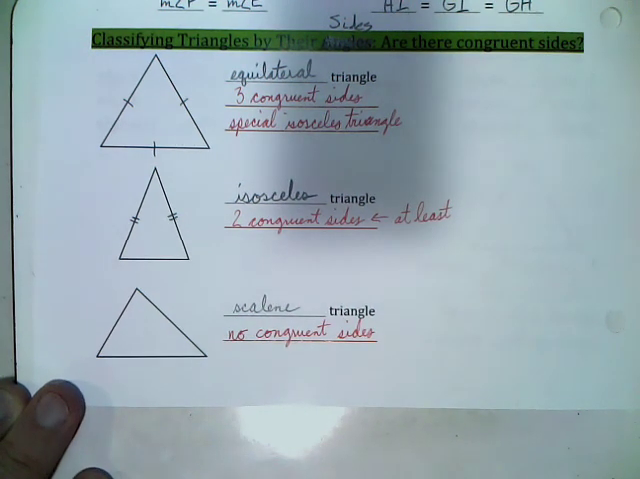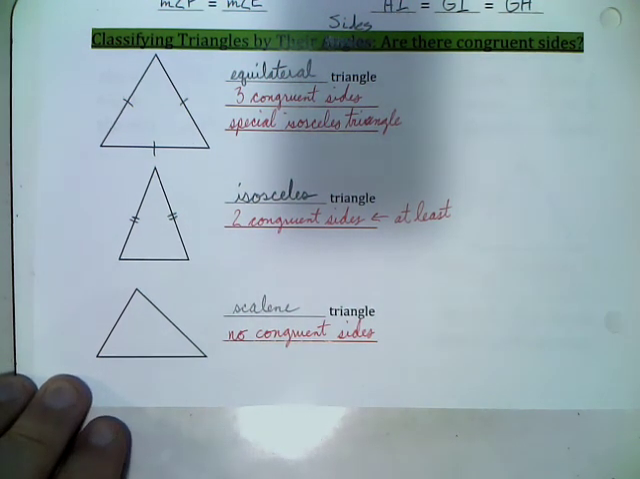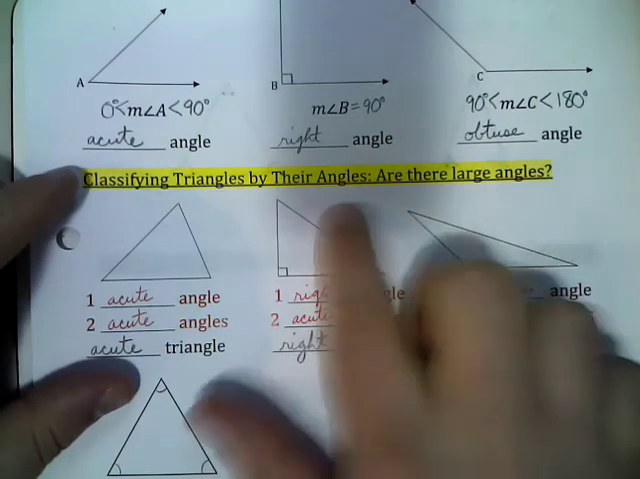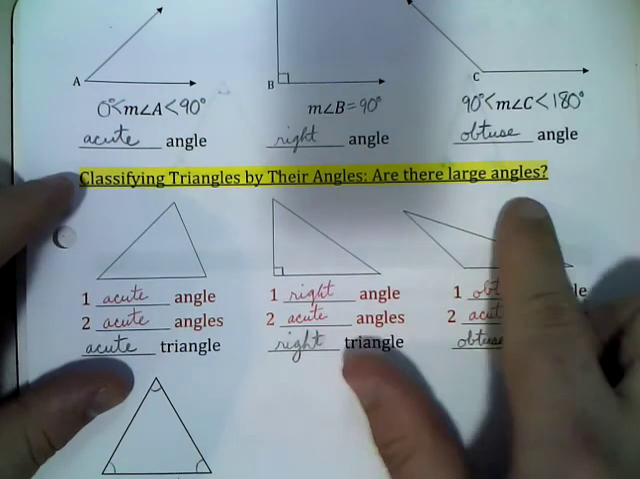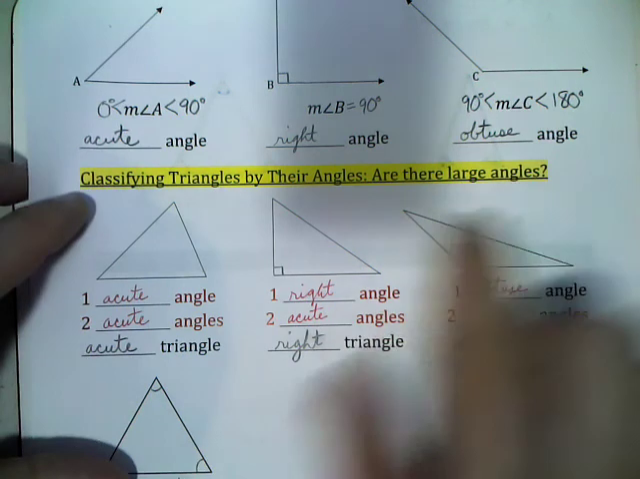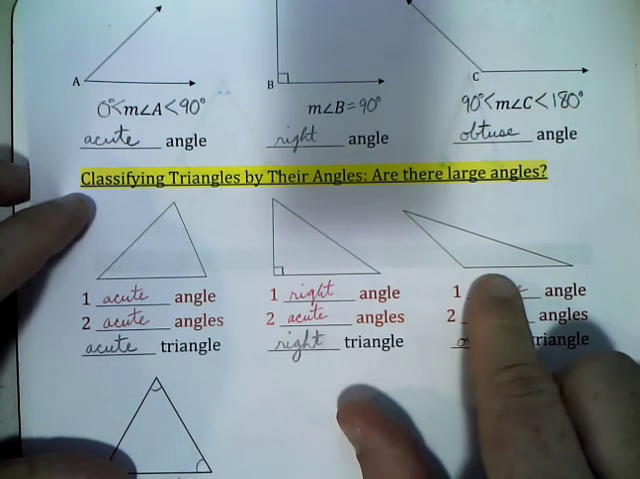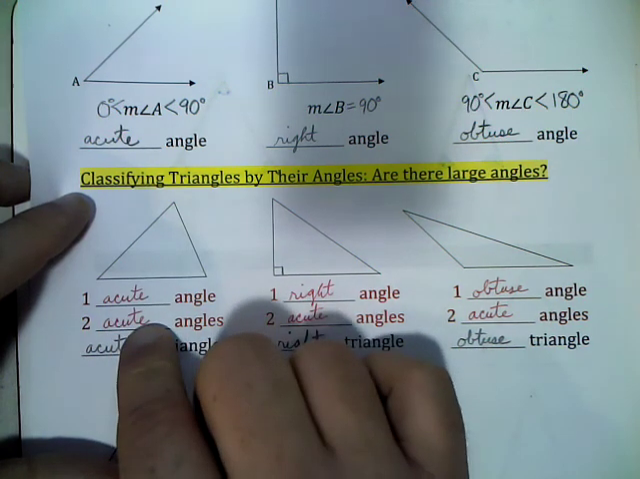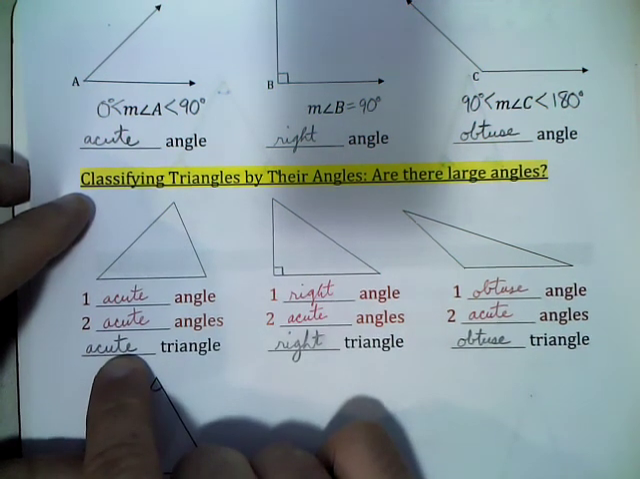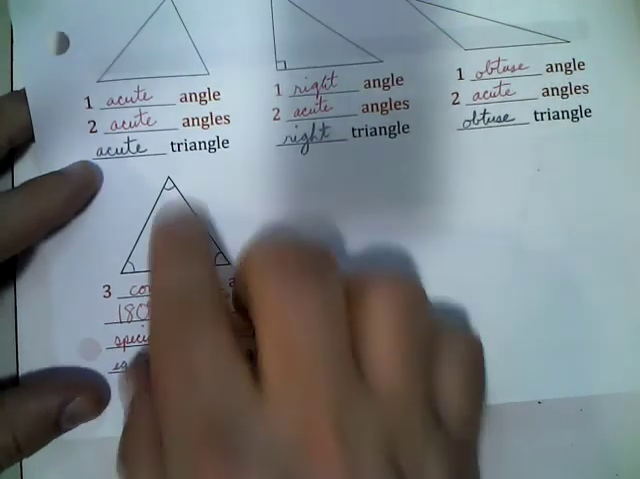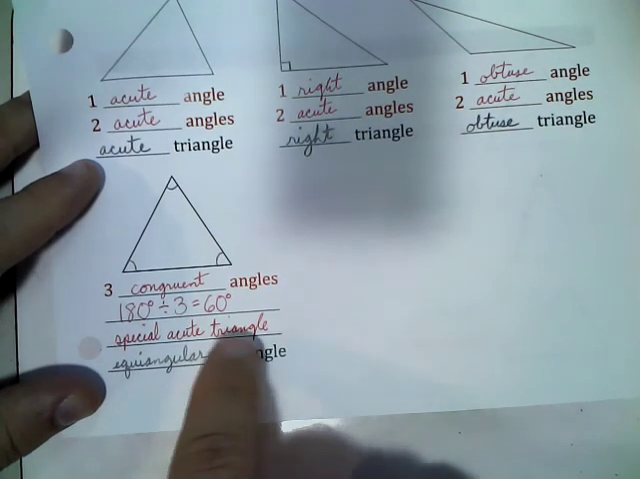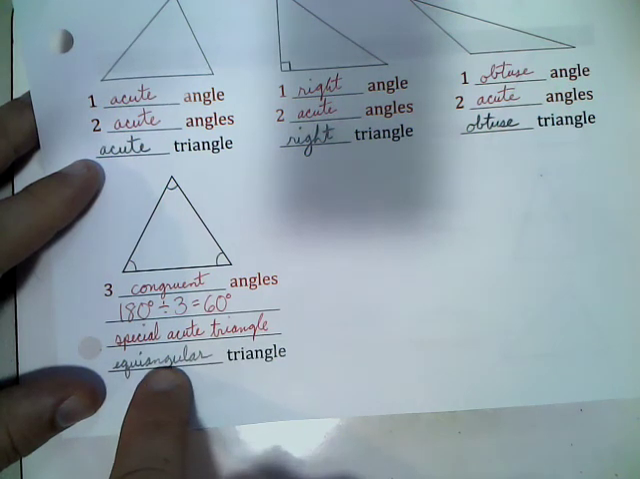Now, ladies and gentlemen, as you are answering questions in your homework, please be aware that every triangle has two names. It has a name based on its angles. So does it have any of these large angles? That's what you're going to ask yourself. If it has a right angle, call it a right triangle. If it has an obtuse angle, call it an obtuse triangle. If it doesn't have any large angles, if they're just all acute, call it an acute triangle. If all three angles are congruent, this is a special acute triangle, in which case we'll call it equiangular.